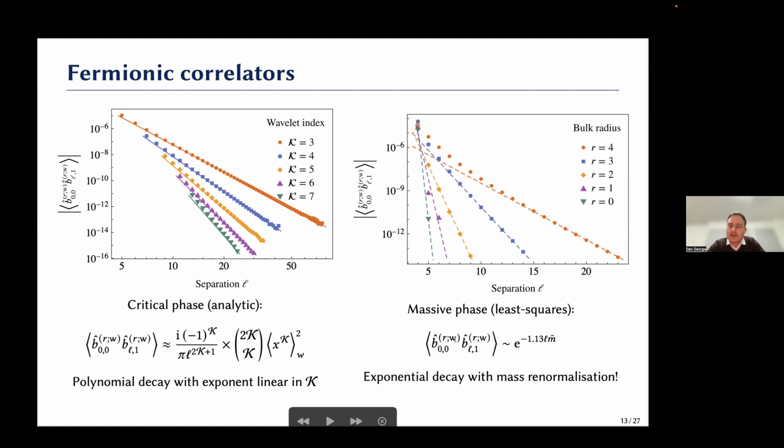The analytic calculation for the massive phase was a little bit more complex. But what we've got here is we've done a least squares fit, assuming a 2 to the n minus r dependence on the mass. So this m tilde here is a renormalized mass. And one of the really nice things here is that the mass renormalization just pops straight out of the wavelet basis without any kind of fine tuning required.